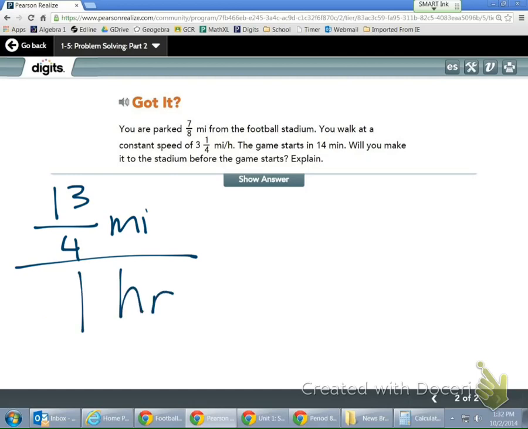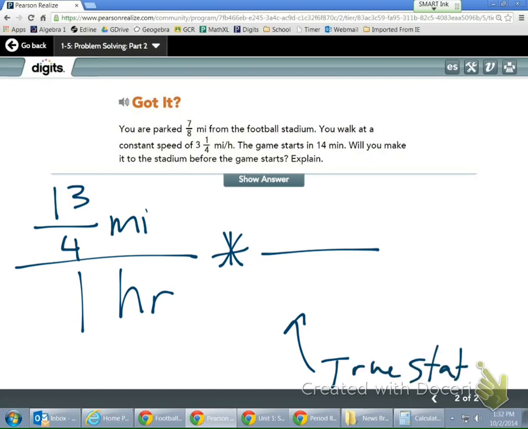Technically, you have 13 over 4 miles per hour, right? And what we do is you technically multiply it. Now, this is what we call dimensional analysis, when we multiply the units out. For the thing that we multiply, it has to be what we call a true statement. What that means is I want to get rid of the hours. Remember, if I had 5 over 5, what does that become mathematically speaking? 1. 6 over 6 is? 1. Time over time is? Time. Ryan over Ryan is? 1. Okay? Anything over itself is always going to be 1.